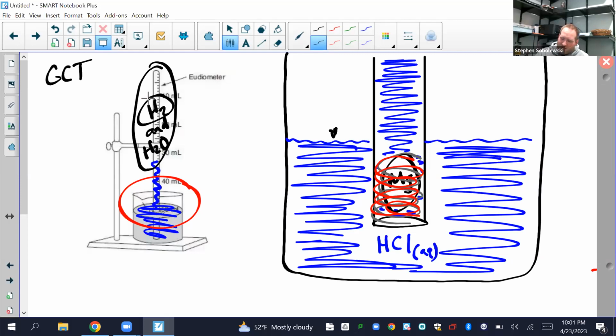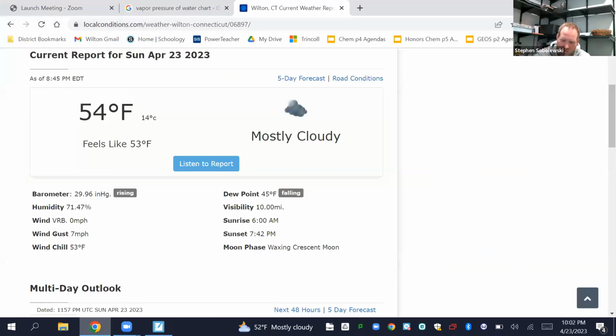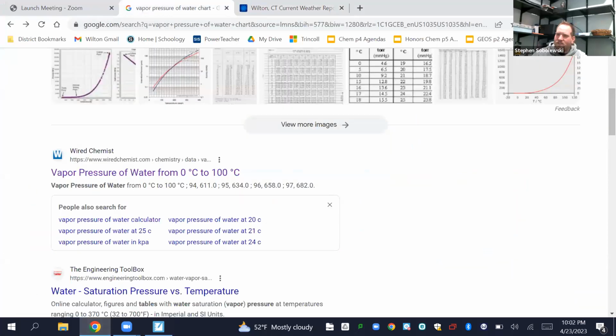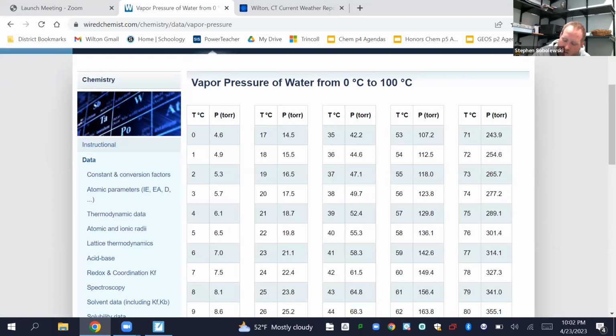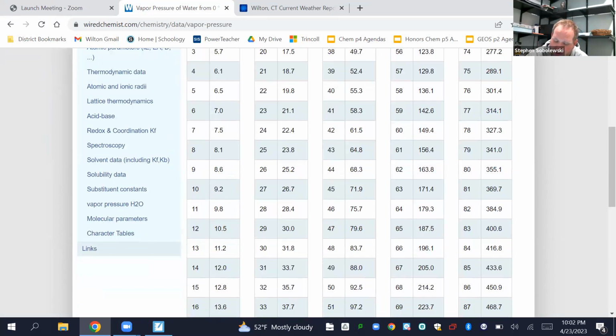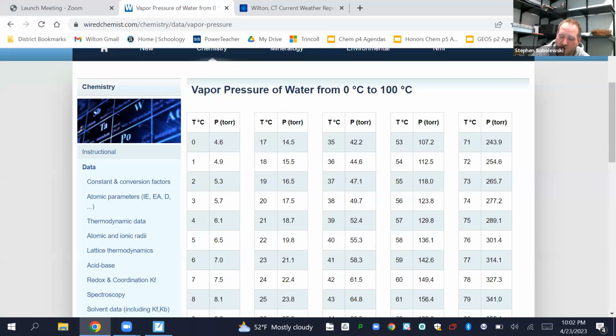How do we know that? We're going to use some good old-fashioned Google. All you need to do is look up not room temperature, the water temperature. You're going to go to a site like this, and you're going to be able to look up the vapor pressure. That's another way of saying partial pressure in this context, the partial pressure of water at various temperatures, and this is going to report it in torr. And then you just have to subtract that out of the room pressure to get just the pressure of H2.